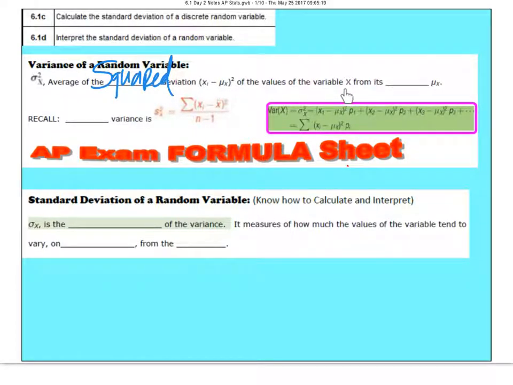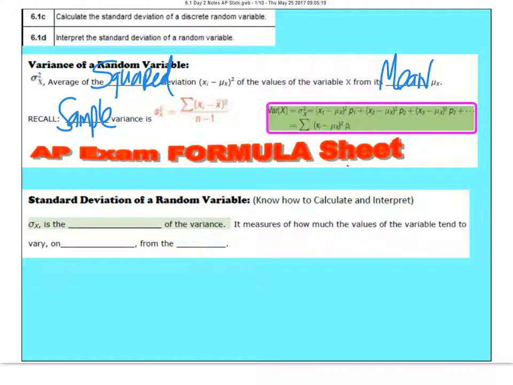of the values of the variable x from its mean, which we call mu, which is the mean of the population. And also recall that sample variance has a very similar definition, but in terms of the notation, we use s squared. So s squared is the sample variance, sigma squared is the population variance.